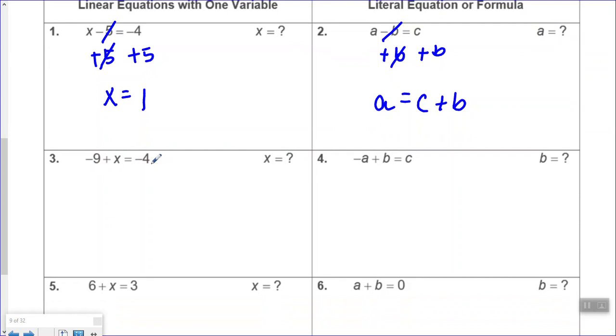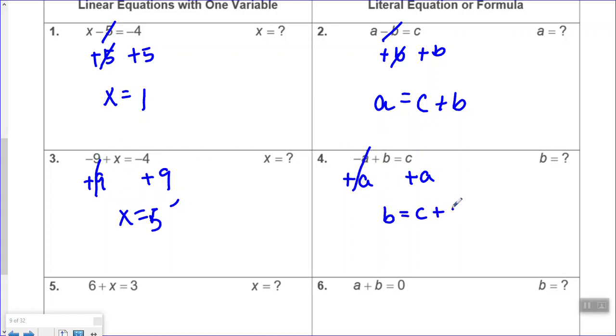Negative 9 plus x equals negative 4. To find x, how can you undo negative 9? You add 9 on both sides. x equals negative 4 plus 9, which is positive 5. Then you have negative a plus b equals c. You want to separate b. To undo negative a, you add a on both sides, just as you added 9 to both sides, and then b equals c plus a.